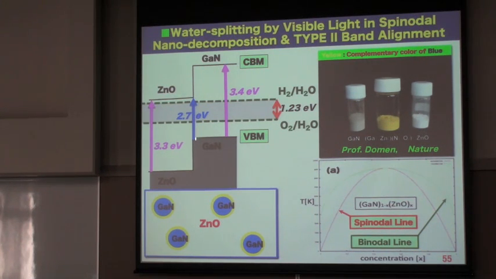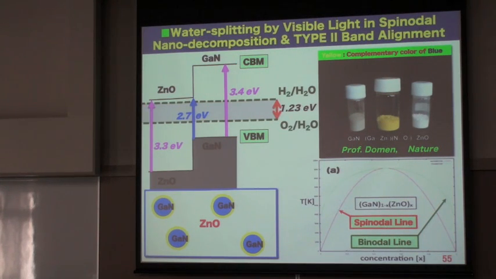But this interface is about 2.7 electron volts, and this is blue color. Then the color becomes yellow because this mixture absorbs the blue color. For your eye, you can see the yellow color like this. This is called the complementary color of blue. The water splitting level is just between here and here. Using this, Professor Domen tried water splitting by visible light. But they can use only blue color, because of the interfaces, they cannot use red and yellow or something like this.